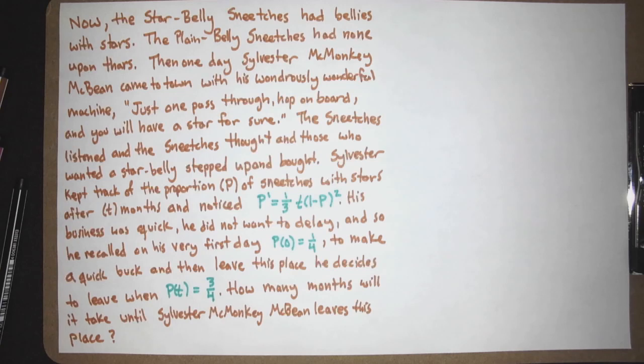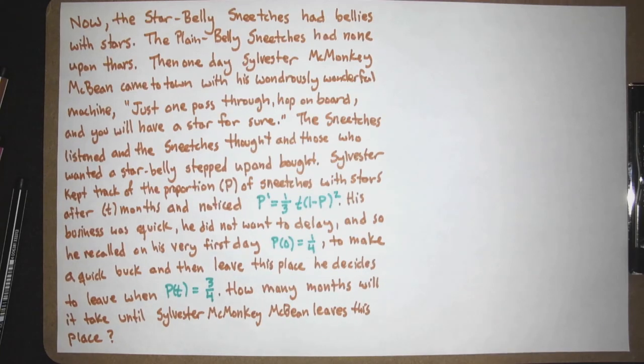So let me read the problem. You might recognize certain aspects of this problem. Now the star-belly sneetches had bellies with stars. The plain-belly sneetches had none upon theirs. Then one day Sylvester McMonkey McBean came to town with his wondrously wonderful machine. Just one pass through, hop on board, and you will have a star for sure. The sneetches listened, and the sneetches thought. And those who wanted a star-belly stepped up and bought.